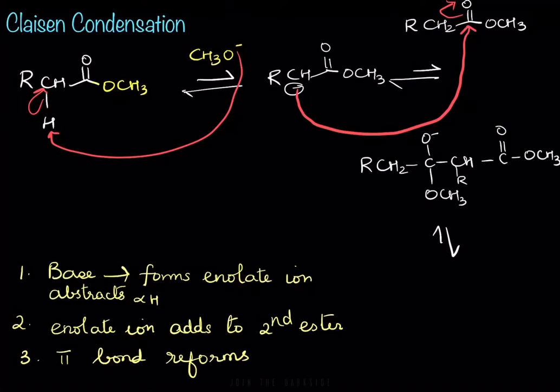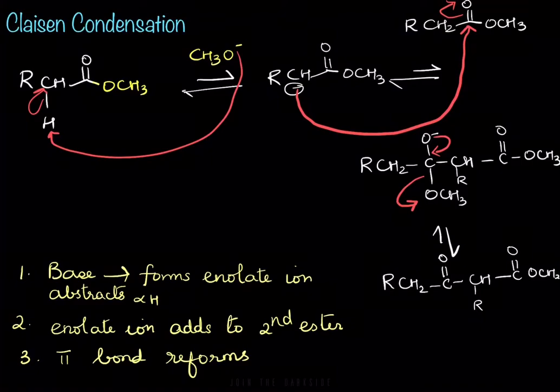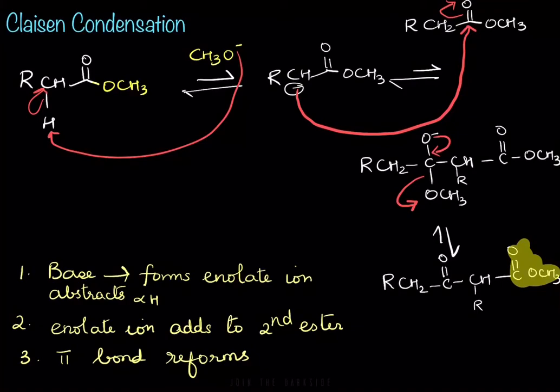And in the last step, the pi bond reforms by the oxygen pushing in the electrons, and the alkoxide ion is going to leave. And the product for this reaction is a beta keto ester, because this is your ester and the keto group is in the beta position. So this is your alpha position, this is the beta position. The product would be a beta keto ester.